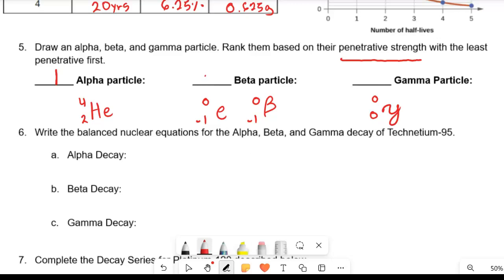Beta particles would be the second most penetrative, so they can go through paper, but they're stopped by aluminum or glass. And gamma particles are the most penetrative. They go through most things. The only thing that could really prevent a gamma particle from penetrating is a thick layer of concrete or steel.